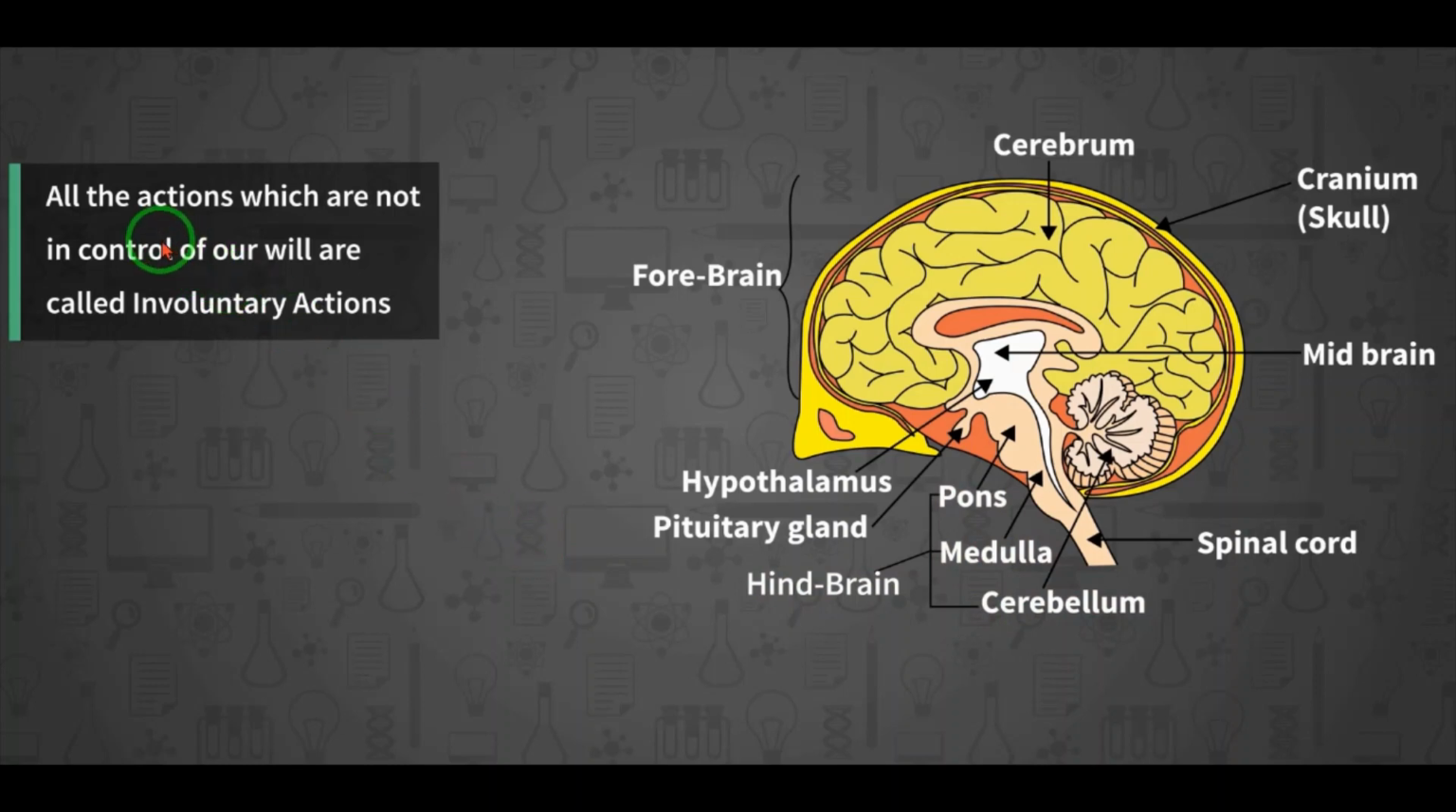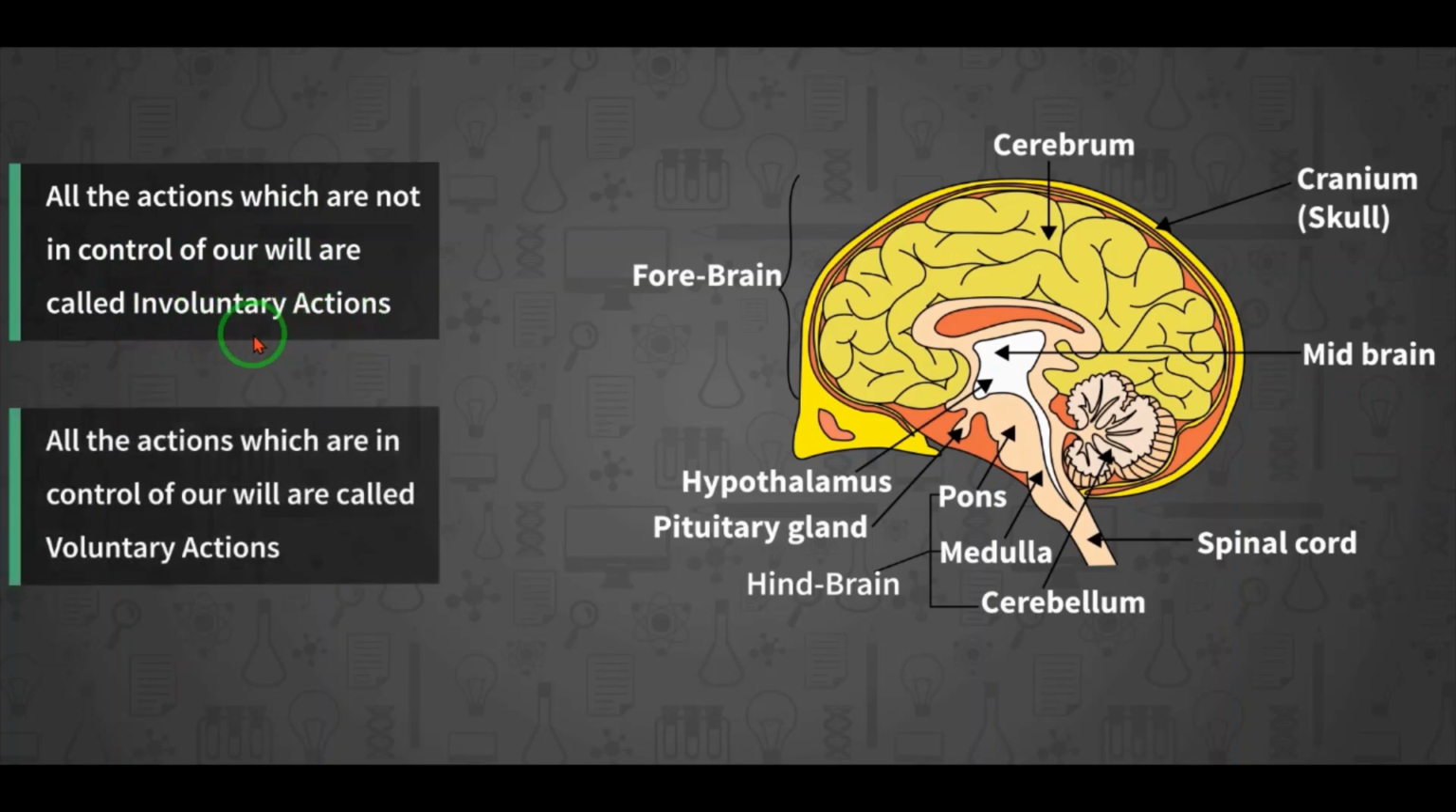Once again, all the actions which are not in control of our will are called involuntary actions. For example, heartbeat, respiration, breathing. These are involuntary actions, not in our control. Then all the actions which are in control of our will are called voluntary actions. For example, walking, running, eating. These are the voluntary actions.